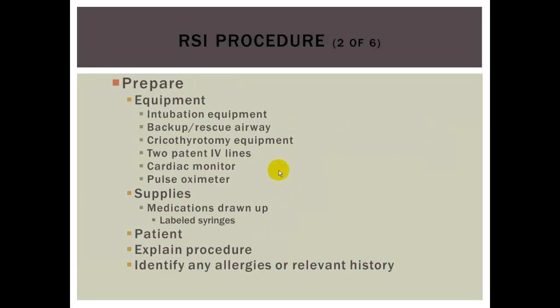Prepare your equipment. You're going to have your intubation equipment out and ready to go. Have a backup or rescue airway, things like a Combitube or a King. You should also have your surgical airway or cricothyrotomy equipment available. Two patent IV lines, cardiac monitor, pulse oximeter. Your medications for this are already drawn up and labeled. And obviously, your patient.